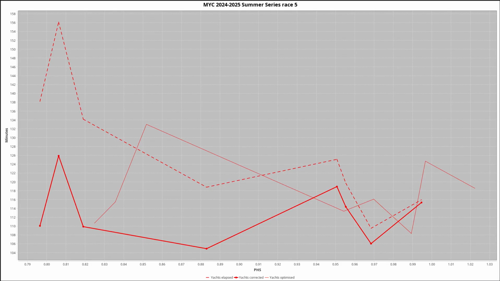Race 5, very good. Again, the boats in the middle of the fleet looked like they won it, but then one of the fast boats probably came second. So that's a nice looking graph, what you'd expect to see.